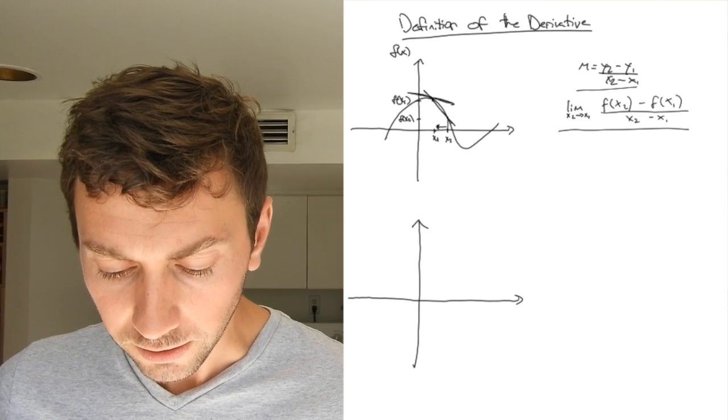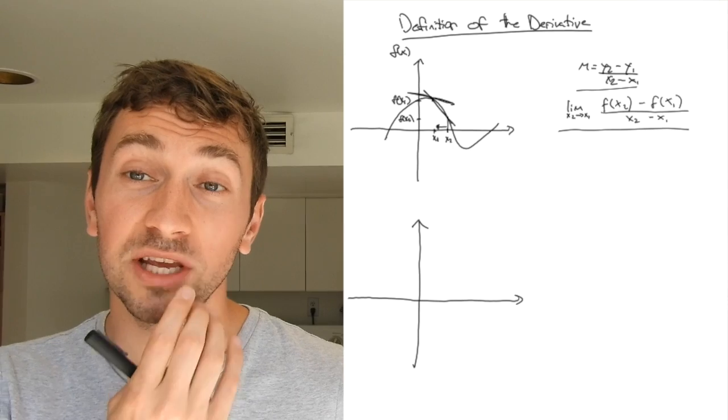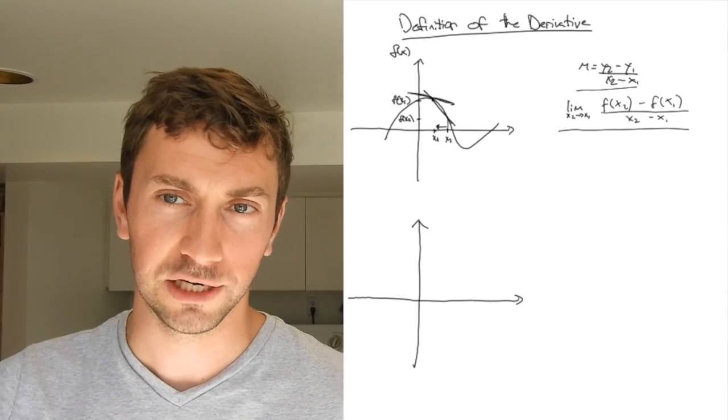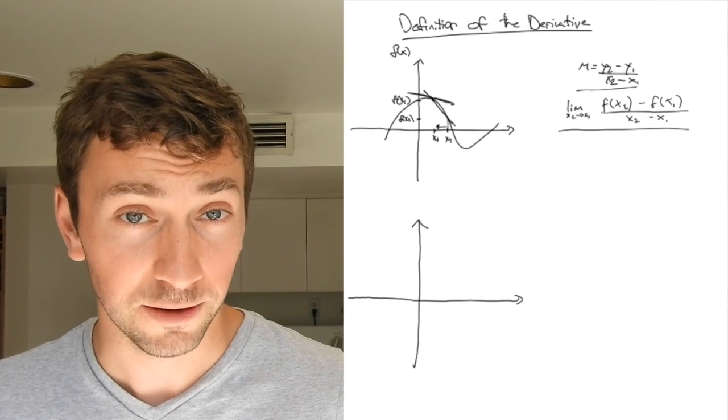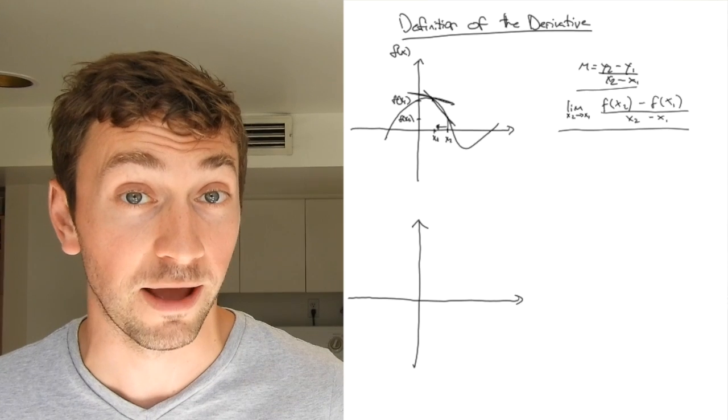Now, what's going to happen in our limit is that usually when we just write it like this, we're going to get something that looks like 0 over 0. But we'll do some algebra, and using that algebra, we'll usually be able to get some really cool function out of it.